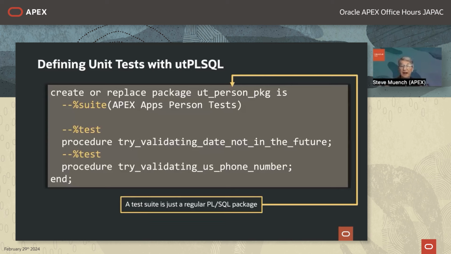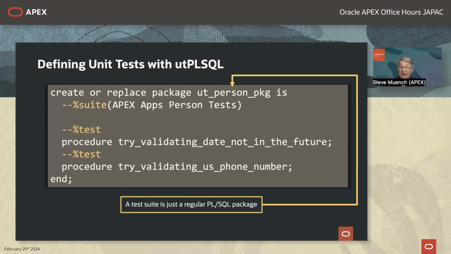Because most code in an Apex application that's business logic is written with PL/SQL, the obvious choice for testing your business logic is the popular open source tool called utPLSQL. You use normal PL/SQL packages to create your suite of tests with special comments that look like --% to help utPLSQL understand which procedures in your package represent tests.